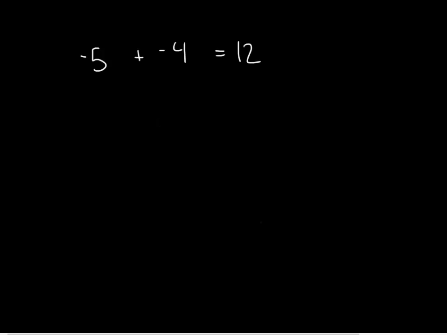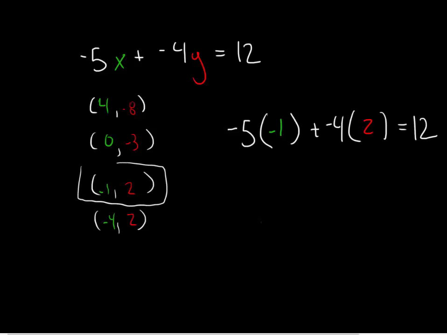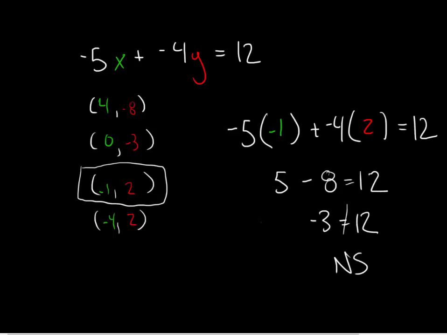It might help to see number 8 in color. We've got negative 5x minus 4y. Think of all those ordered pairs as combinations of x and y, and then just substitute them in and see which set works and which set doesn't. Once you do that for all the pairs, you should realize that this one right here, negative 1, 2, is the one that doesn't work. So that's positive 5, that's negative 8, but 5 minus 8 does not equal 12, it equals negative 3, which is no solution.